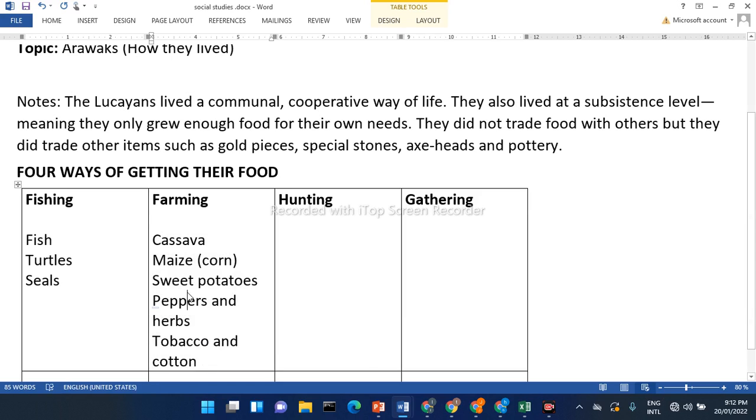Now, how is that in contrast to the things that we eat today? Certainly we do eat cassava. If we look at the Bahamian diet, we do have cassava and sweet potatoes. We do have corn and peppers.